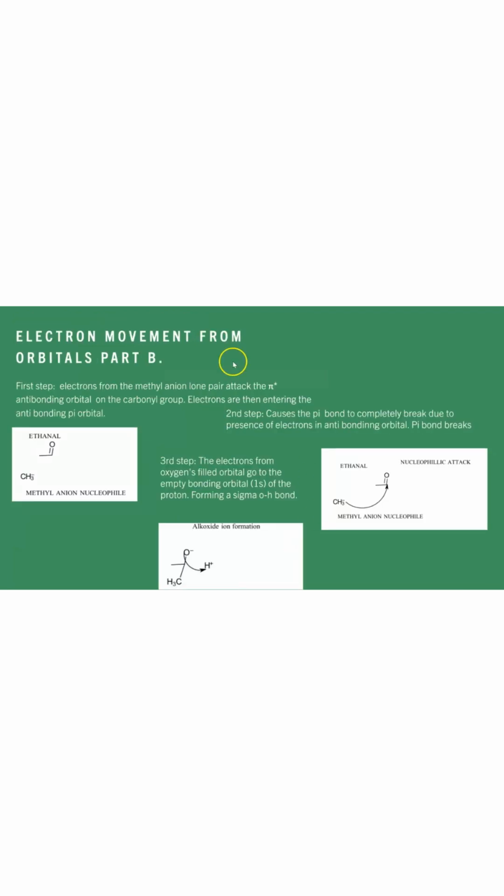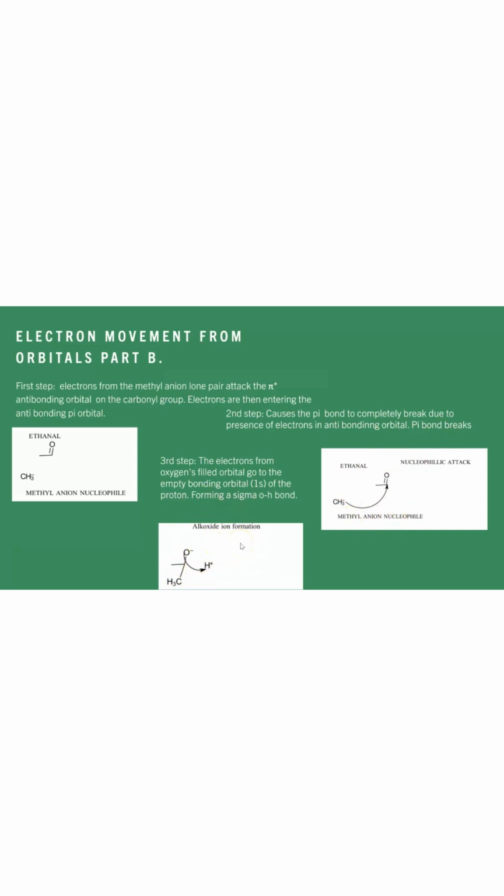And next slide. In terms of electron movement from orbitals, first step, electrons from the methyl anion, there is an active lone pair which will attack the pi star antibonding orbital in the carbonyl group, as it has the lowest energy orbital, which is where electrons want to go. The electrons then enter the pi star antibonding orbital, which will cause the pi bond to break, and therefore the tetrahedral intermediate will form, the alkoxide ion.